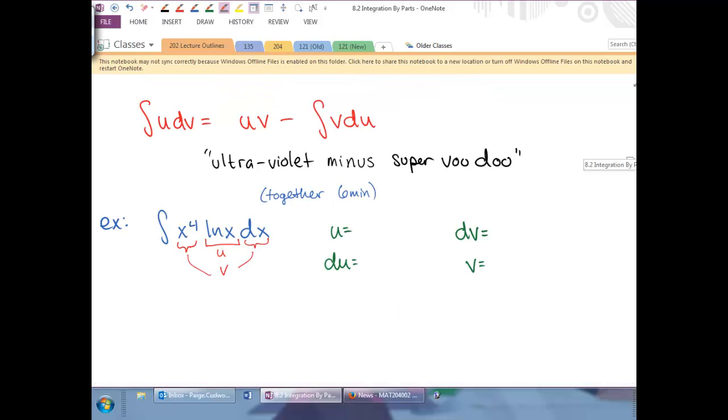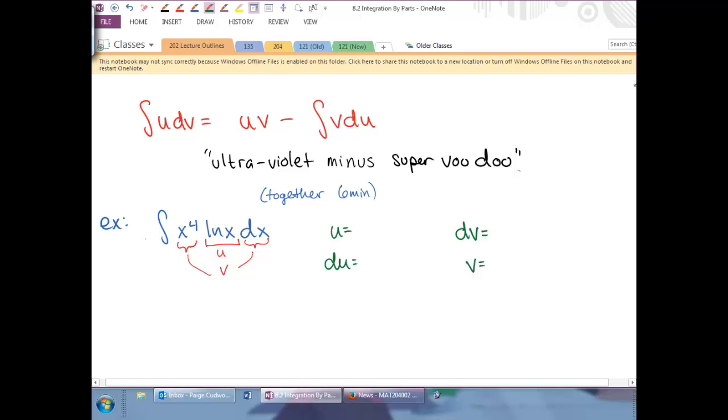Alright, so here's our form again. This is the mnemonic that at least I learned for integration by parts. So when we do the integral of u dv, we get uv, which is ultraviolet, minus super voodoo, so the super means the integral sign, and then the v du. So when we apply integration by parts, the first thing we have to do is identify the parts u and dv in the original integral.